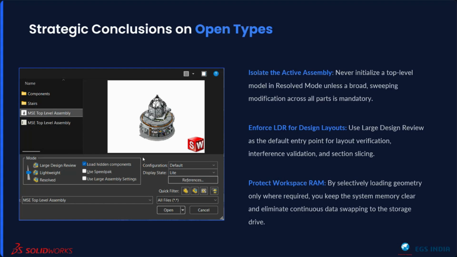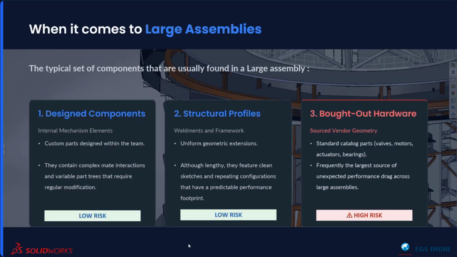This is the conclusion for phase one. When it comes to phase two, we'll see what it is when it comes to a large assembly. A large assembly usually comprises three different types of files. One is going to be the design components, where the mechanism or the internal components that you designed by yourself. All of the data present within such files is going to be completely designed by you.